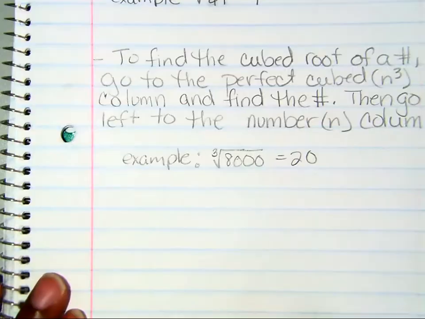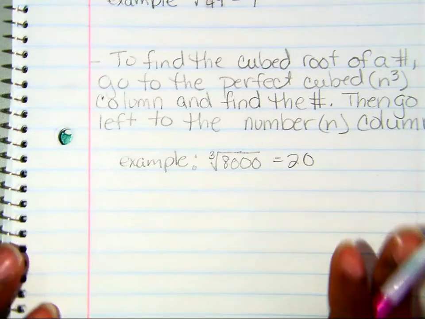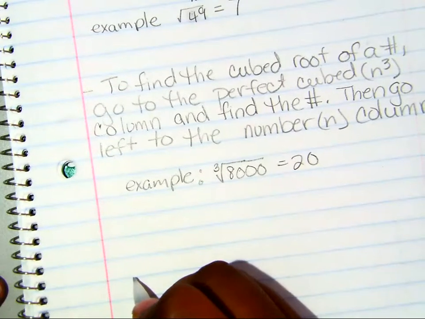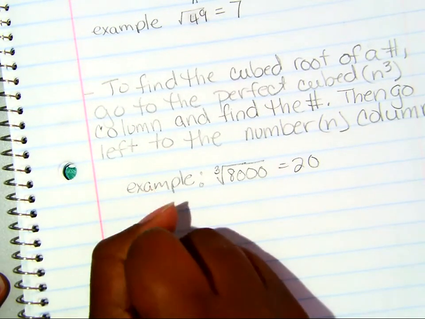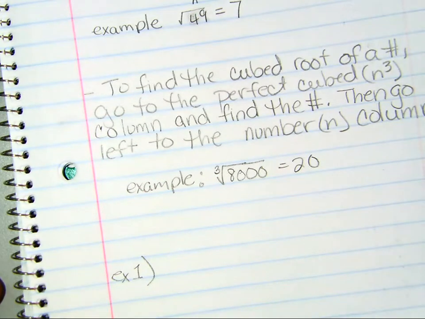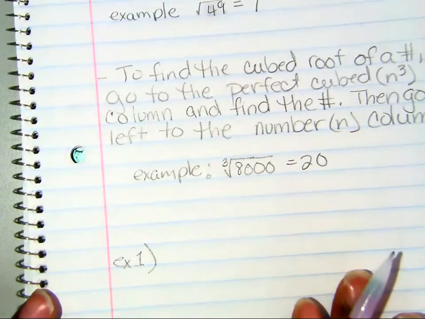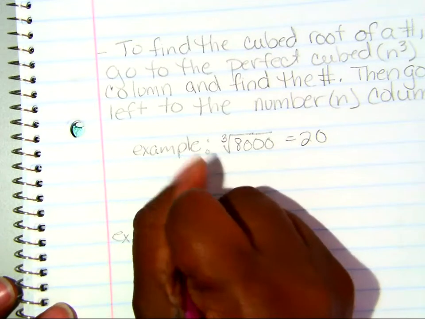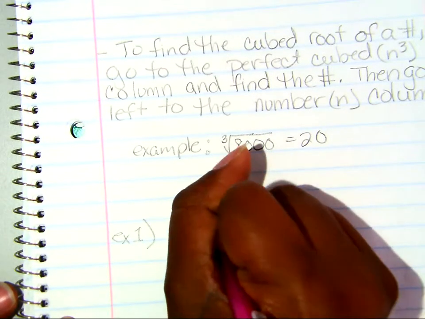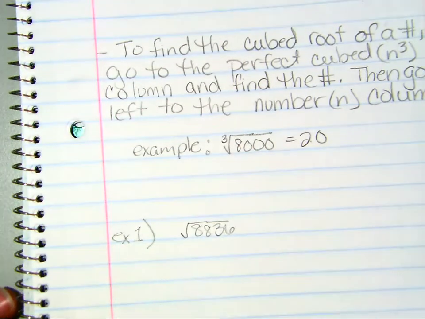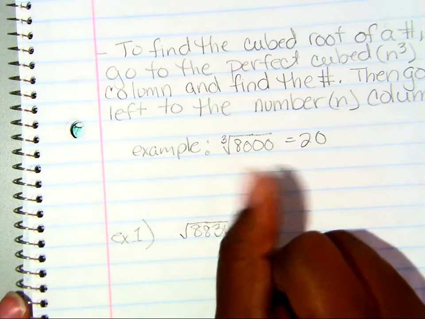So now let's do some examples. Example 1. What is the square root of 8,836? You should be writing this down. Square root of 8,836.